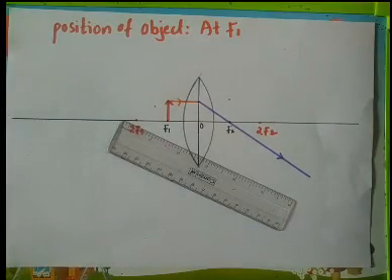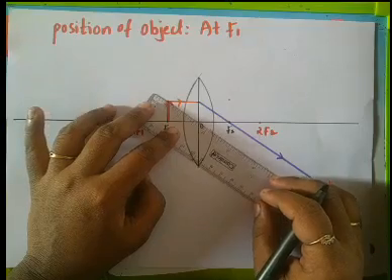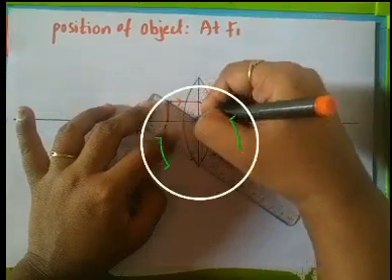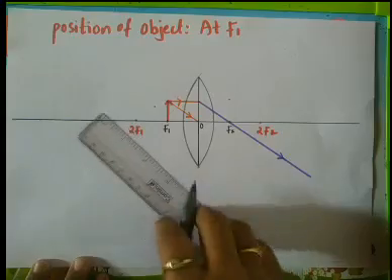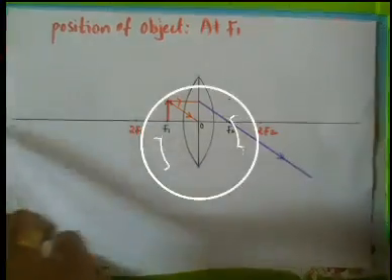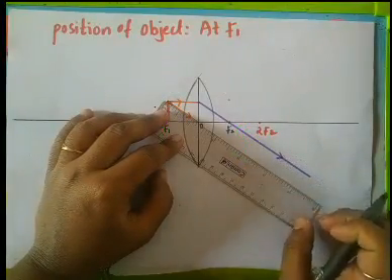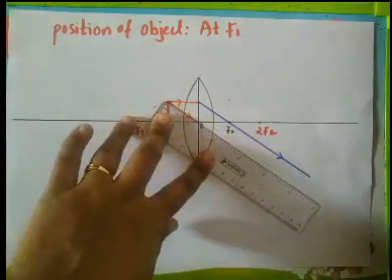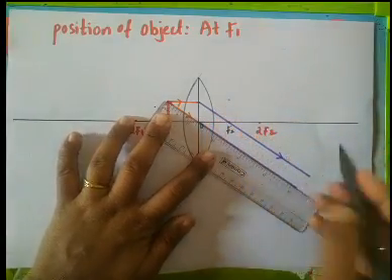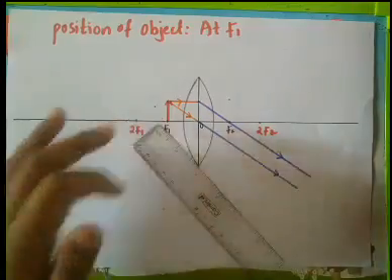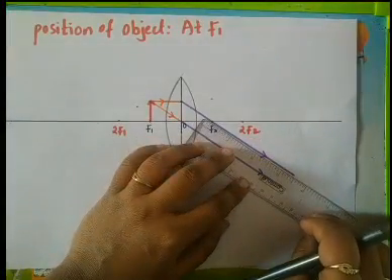Now I will apply the second rule. If an incident ray is falling towards the optical center, now see here, this is my second incident ray which is falling towards the optical center. So no refraction will take place and the light will pass through the lens without deviation. So here is my second ray. Now if you see, these two rays are not intersecting. I'll extend them further.